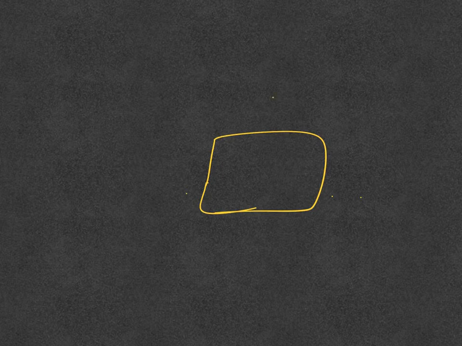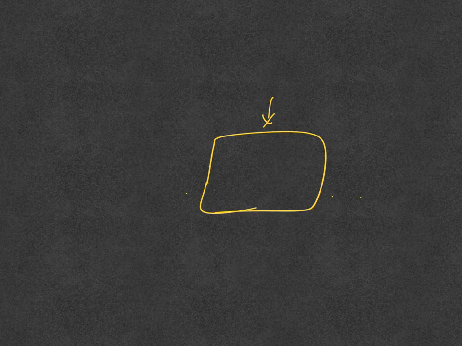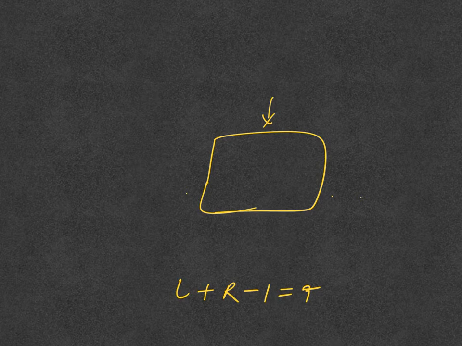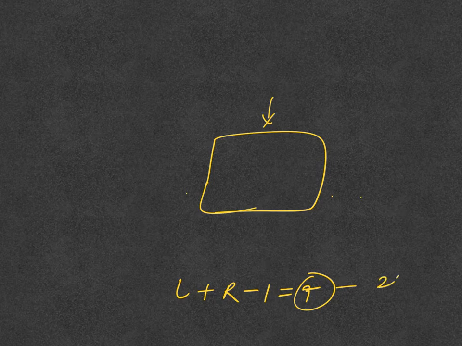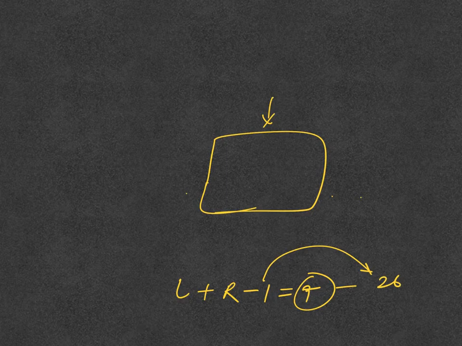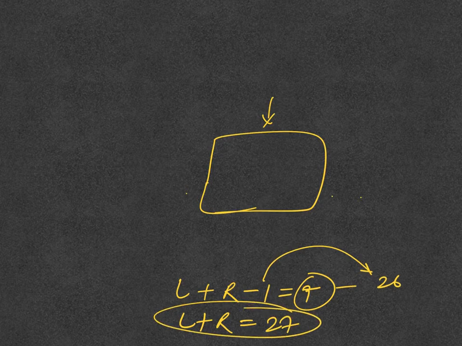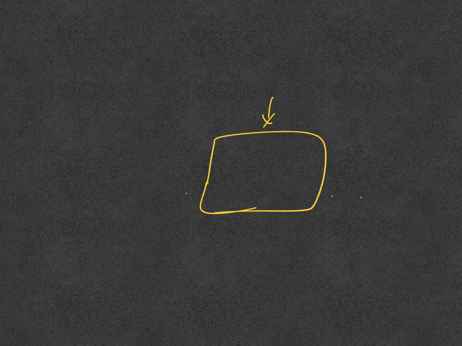In this box we will place the letter, and if we apply this formula here, left plus right minus 1 is equal to total. So total we already know. What is the total of the series? 26. So if I take this one to the other side, then this becomes left plus right is equal to 27. So this is my formula. This formula I will use for this particular trick. So the sum should be 27.